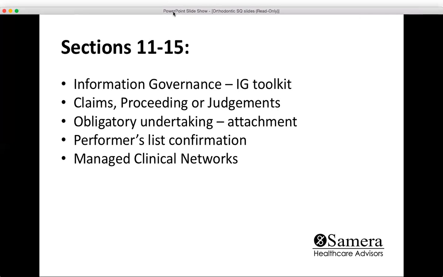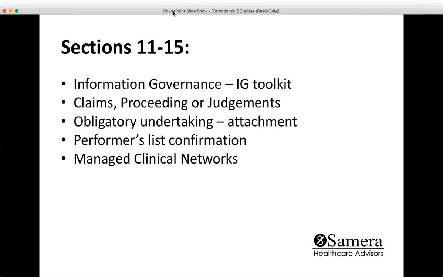So claims, proceedings and judgments, I think Laura's touched upon that already, but they just really want you to make sure that any claims and proceedings or county court judgments you've got against you, that you declare them. Yeah, and this isn't just about patients, this is also staff. So if you've had any issues with members of staff, this would need to be declared at this point. Okay, and the obligatory undertaking, there's an attachment that you've got to read and sign, and then scan it back up as an attachment.